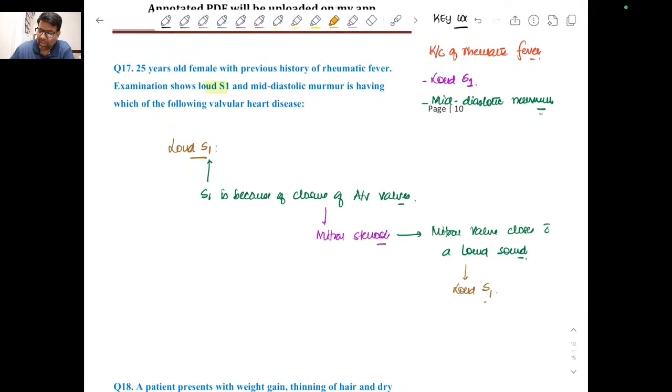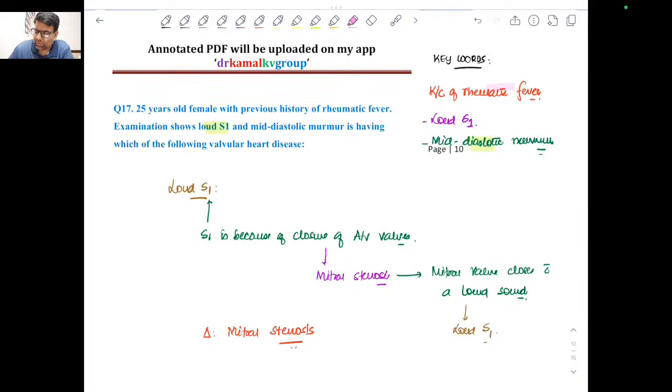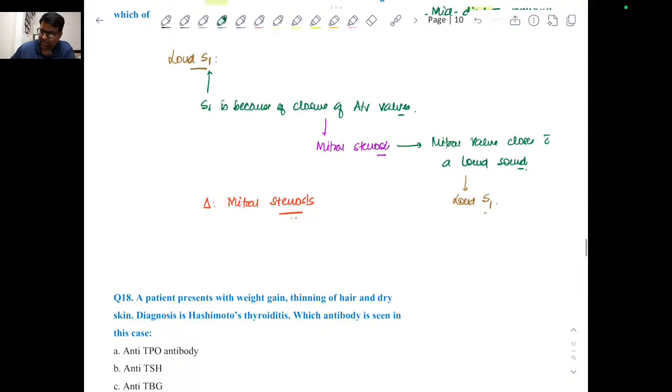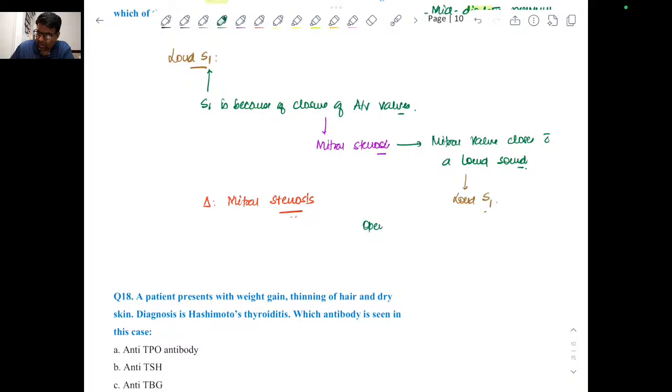So loud S1. And mid diastolic murmur, that is between S2 and S1. So these are the two important findings that suggest mitral stenosis. And more importantly, most cases of rheumatic fever, if they are not given secondary prophylaxis, will ultimately develop mitral stenosis. Okay, so this is how you will remember this condition. Then there is an opening snap also. Clear? So OS, you can remember like this.